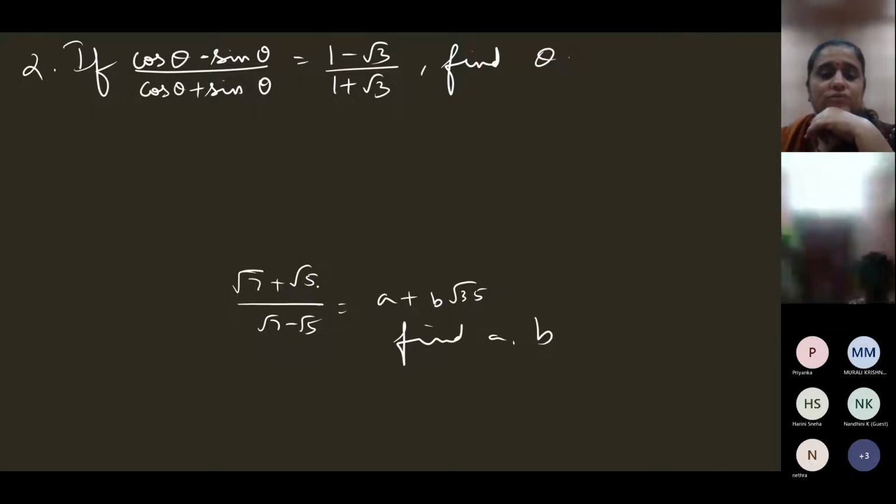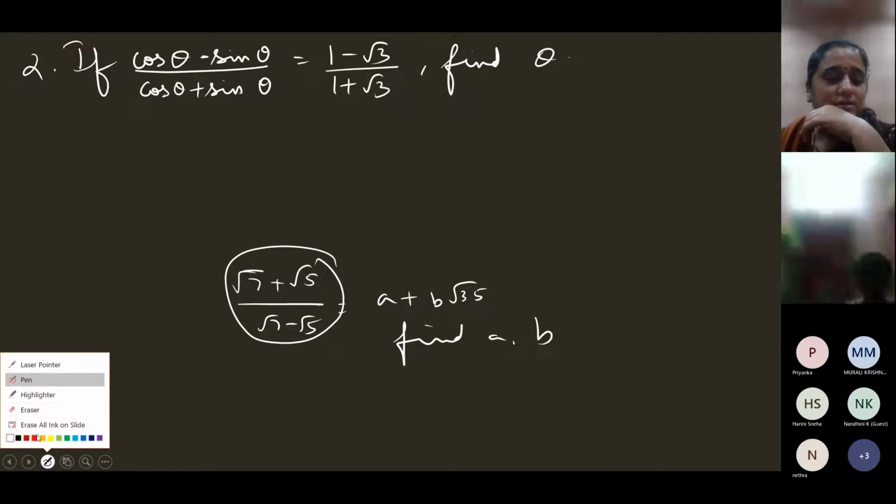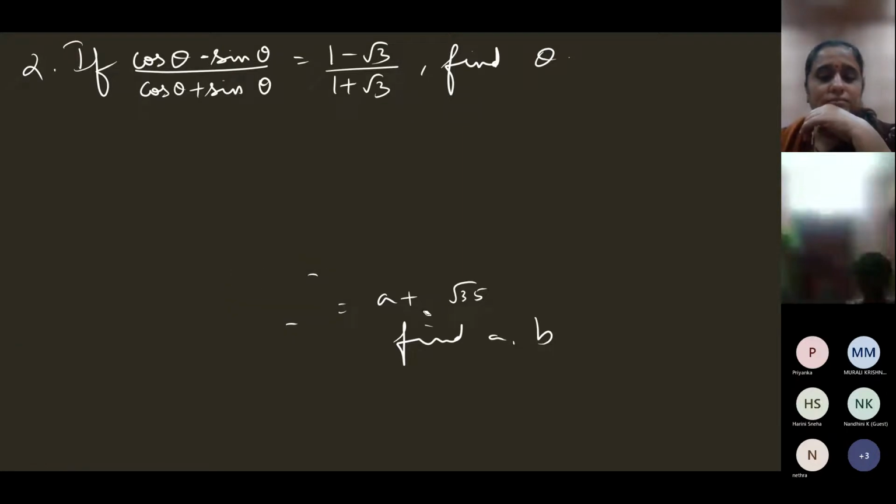If root 7 plus root 5 by root 7 minus root 5, I'm sorry, from the chapter number systems, rationalizing the denominator. So if this is equal to a plus b root 35, find the value of a and b. Then we rationalize the denominator here and then we compare both the sides. We compare the rational with the rational, irrational with the irrational. And we find the values of a and b. Using the same idea here.